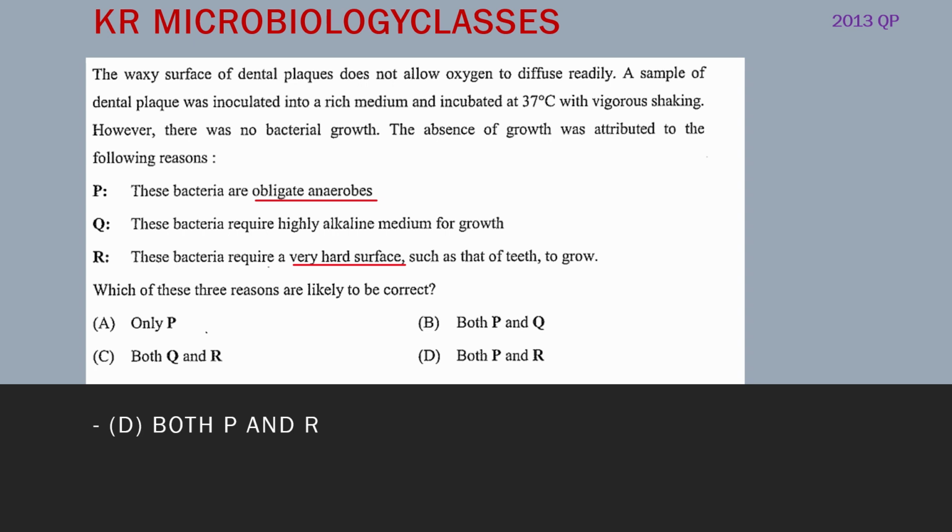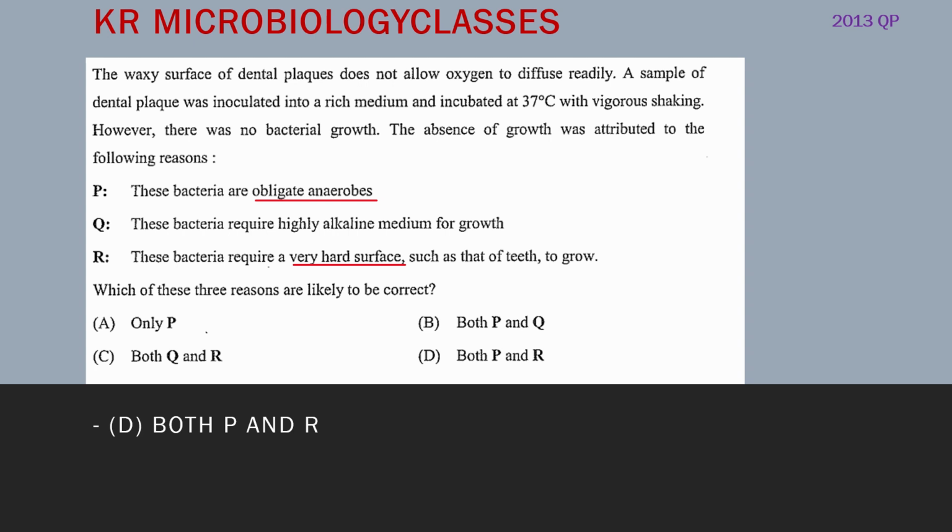Once again, I will read the question. The waxy surface of dental plaques does not allow oxygen to diffuse readily. A sample of dental plaque was inoculated into a rich medium and incubated at 37 degrees centigrade with vigorous shaking. However, there was no bacterial growth. The absence of growth was attributed to the following reasons. They gave three reasons, right? P: bacteria are obligate anaerobes. Q: these bacteria require highly alkaline medium for growth. R: these bacteria require a very hard surface, such as that of teeth, to grow. Here, the correct answer is P and R.